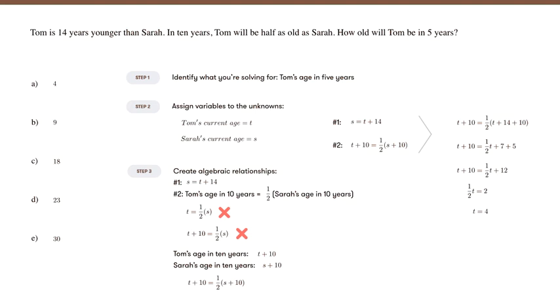Now be careful, the answer is not A. The question is asking for Tom's age in 5 years. 4 represents his age right now. So if Tom is 4 right now, then in 5 years he will be 9 years old.